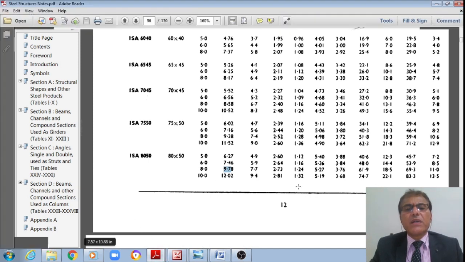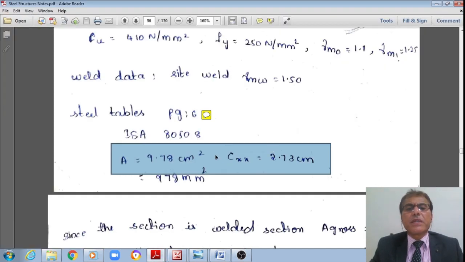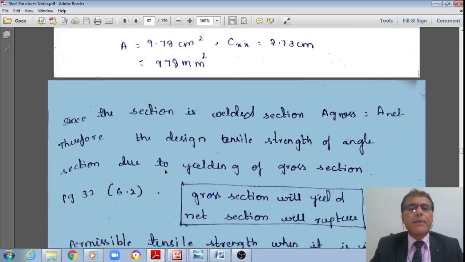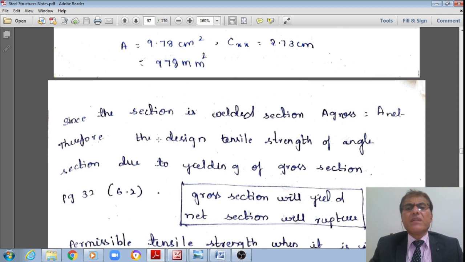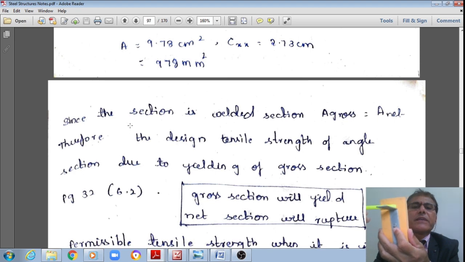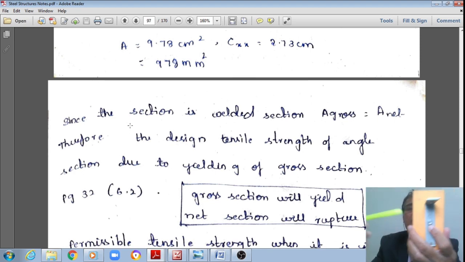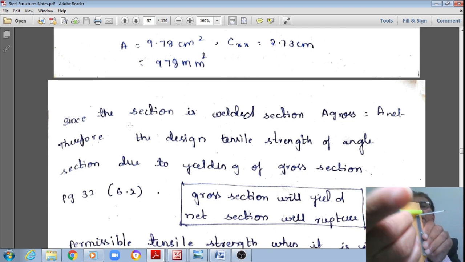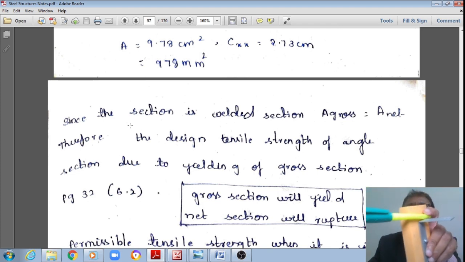Therefore, I have noted down these two properties: area is equal to 978 mm square and Cxx is equal to 27.3 mm. Now, since the section is welded and subjected to tension force, there is an advantage of welding: the gross area itself is the net area. The other day you saw this advantage of welded connections in the previous video.